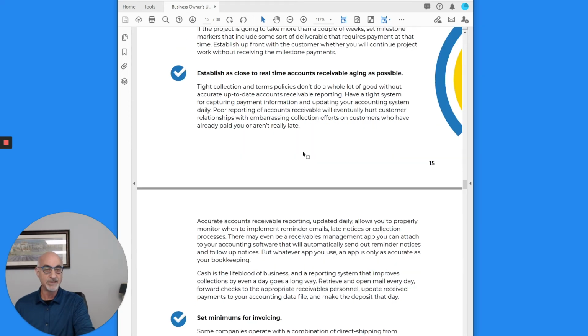Making sure you're monitoring your accounts receivable. Someone in your business has to be responsible for monitoring the aging of your receivables so that you're reminding your customers who are past due, hey, we expect to get paid. Want to make sure you got the invoice. Was there any problem with the service or the product? What can we do to help you move this process along?